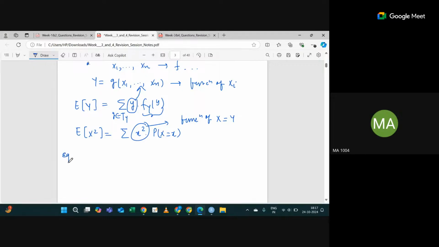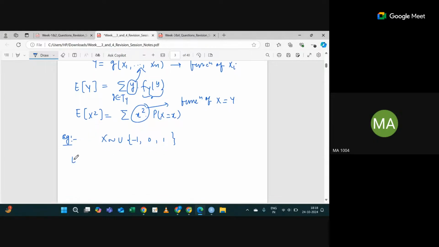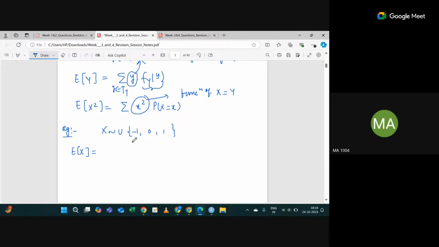Okay. Let's try to do one example. Suppose x follows a discrete uniform distribution and takes values -1, 0, 1, for example. If this is the case, what will be the expectation of x? Since it's a discrete uniform, what will be the probabilities for each value? It's 1 by 3, 1 by 3, and 1 by 3.